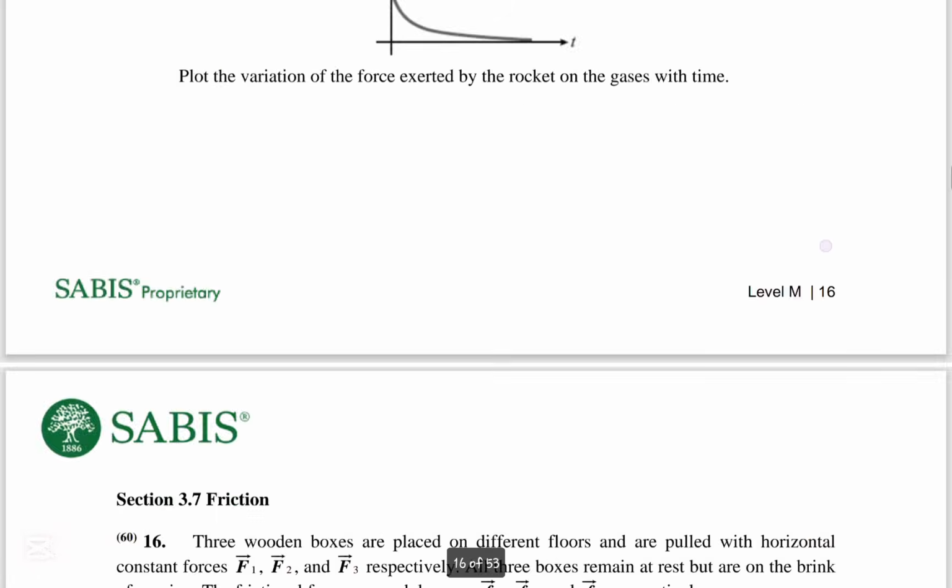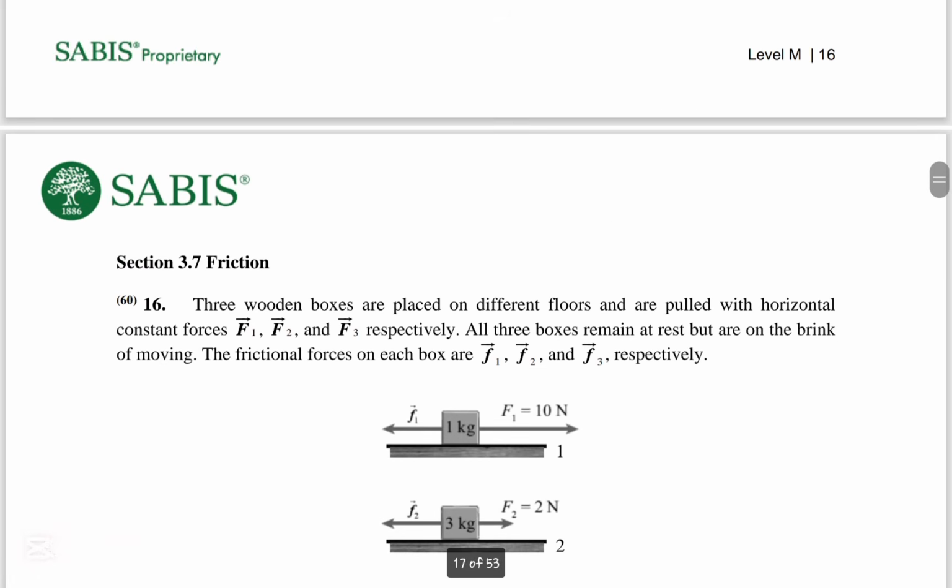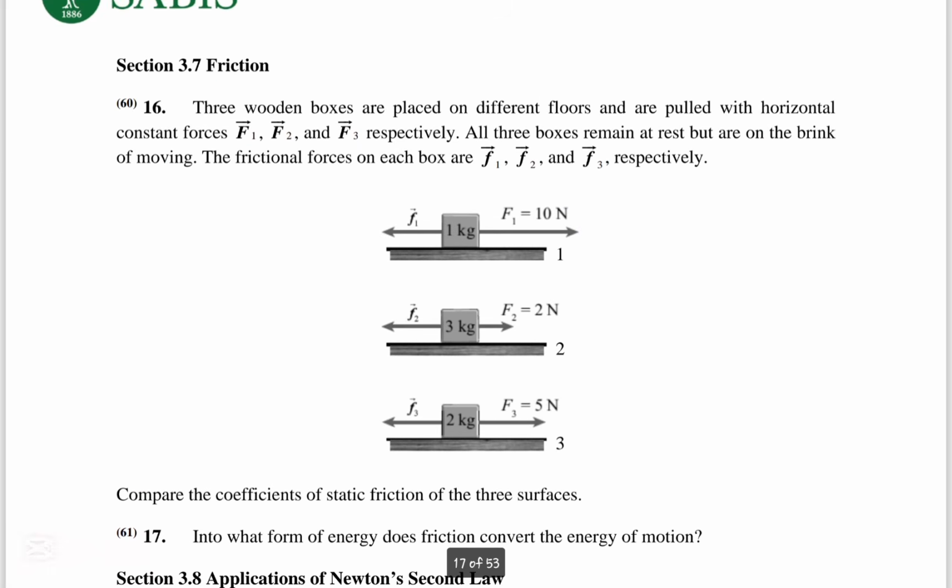So now we'll move on to section 3.7, which is friction. Friction is the most important part, and they only have 2 questions, but that's good. We will be able to solve the 2 questions, okay? 3 wooden boxes are placed on 3 different floors and are pulled with 3 different horizontal forces, F1, F2, and F3, respectively. All 3 boxes remain at rest. What does this mean? Very, very important condition. If they remain at rest, we'll come back to this later, but they are on the brink of moving. What does it mean they are on the brink of moving?